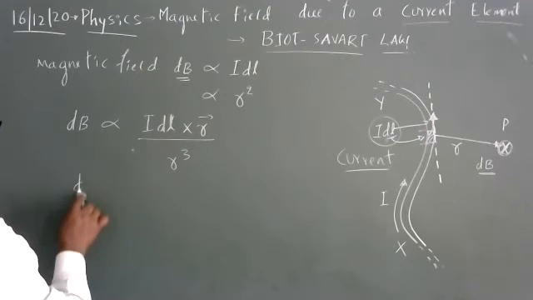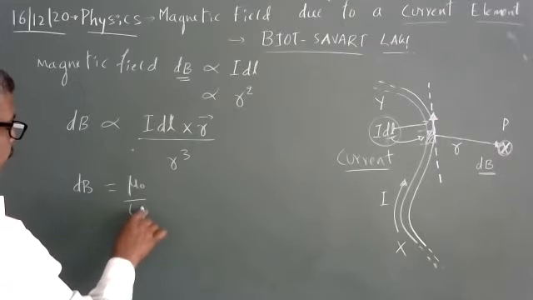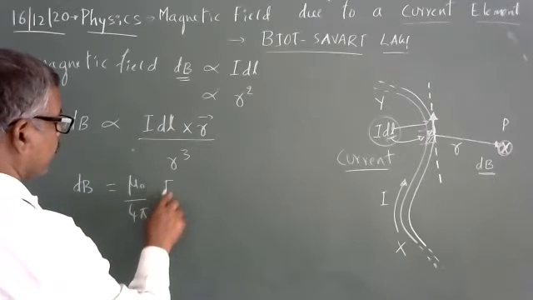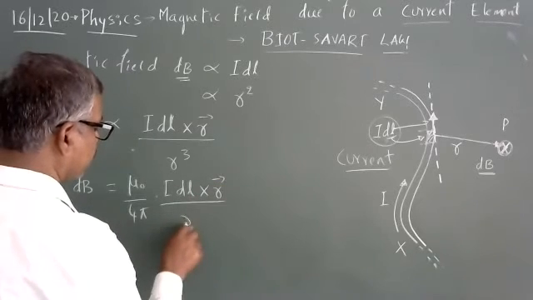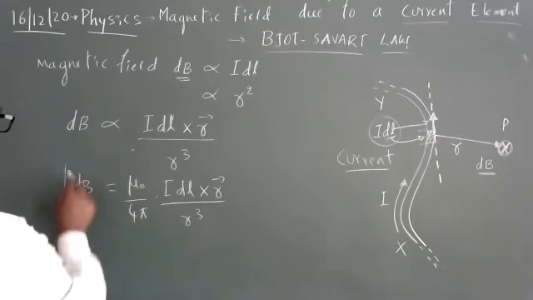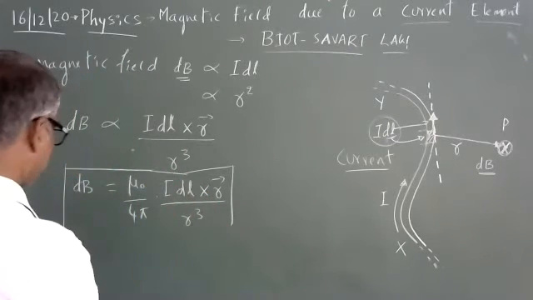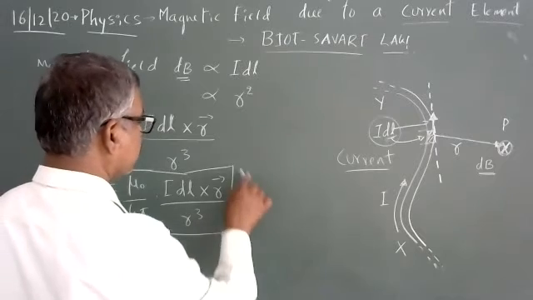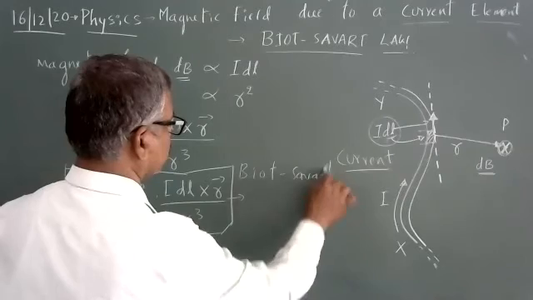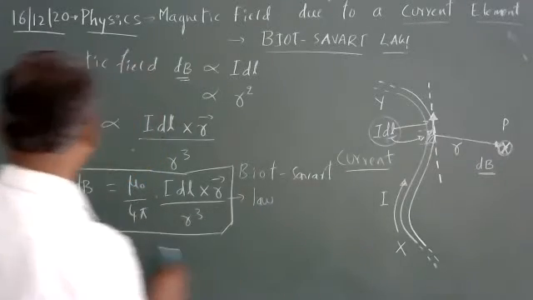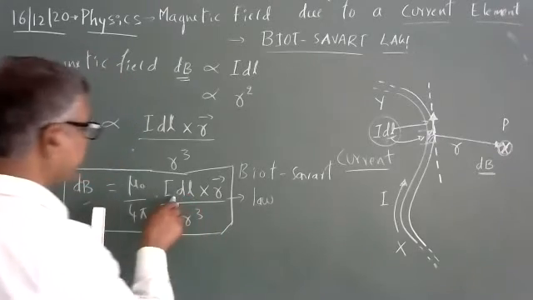Now, to remove the proportionality, I'll write the magnetic field as mu 0 upon 4 pi into I dl cross r bar, in the denominator r cube. This is going to be Biot-Savart's law. This equation is called the Biot-Savart law, where the magnetic field is perpendicular to the plane containing the current.